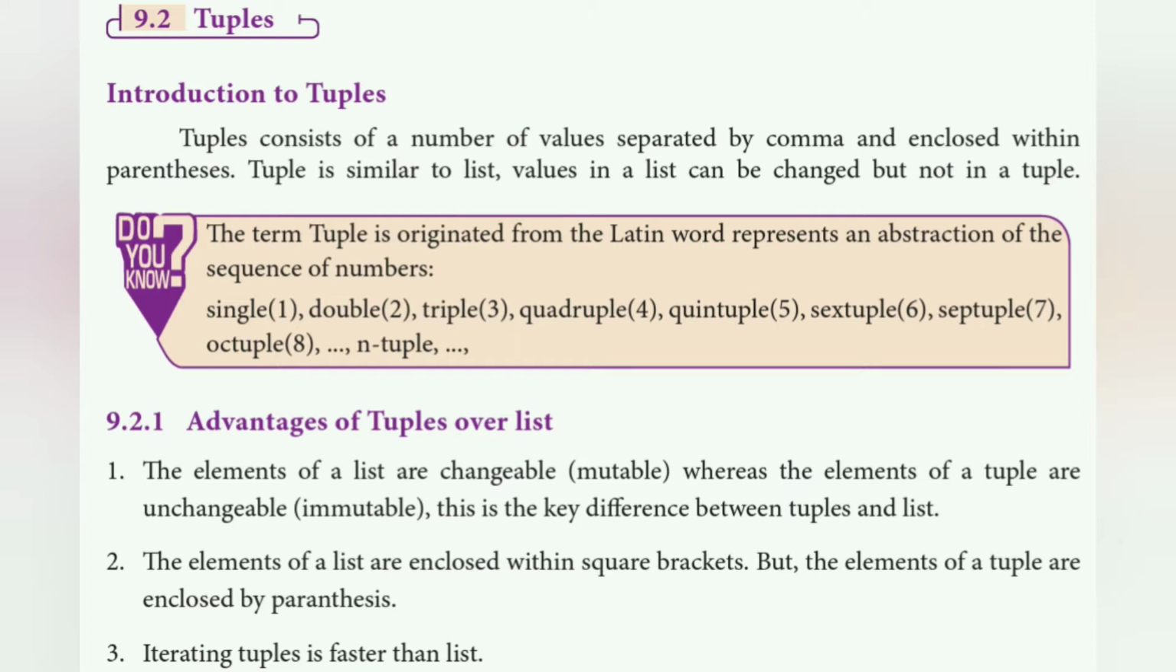And there is a main advantage of tuples over list, that is iterating tuples is faster than list. So we have possibilities of collecting data types in two ways, one is list and the other one is tuple. Both are going to do the same task, but when comparing the performance, tuples are faster than list. So now let's see how to create tuples, access elements in tuples and how to delete tuples.